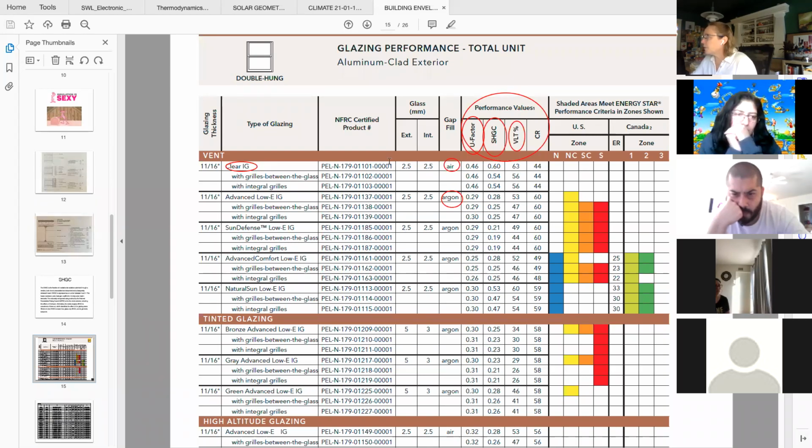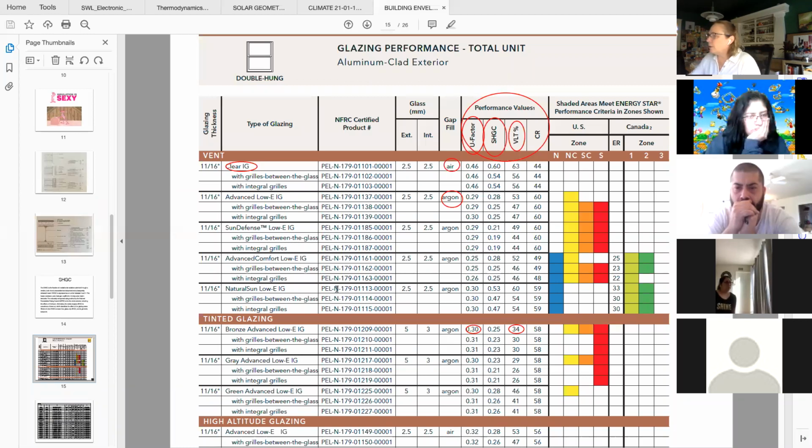Okay, but now if you started to look down at tinted glazing, like a bronze glass, because those are oh so beautiful, sorry, your U factor goes down, and so does your visible light transmittance. This is the whole sheet, yeah.